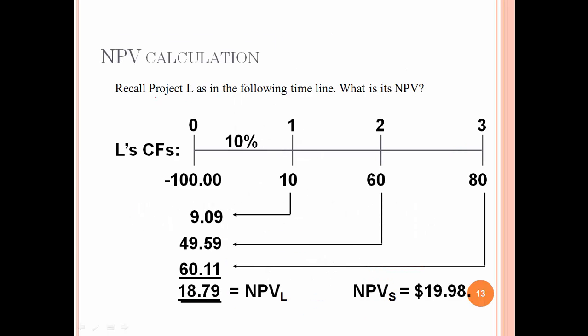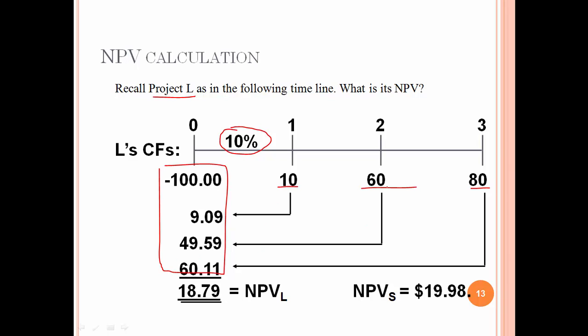So if we look at the project L again and use this 3-year project as an example to calculate the timeline, when the discount rate is 10%, what is its NPV? The easiest thing to do is to calculate the present value of every future cash flow and sum them up. Apparently, the present value of the negative 100 at time 0 is negative 100, and then the $10 after year 1, the present value is 9.09, which is 10 divided by 1 plus 10%.